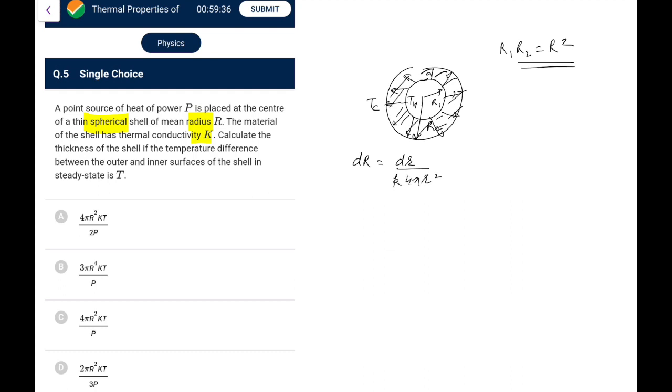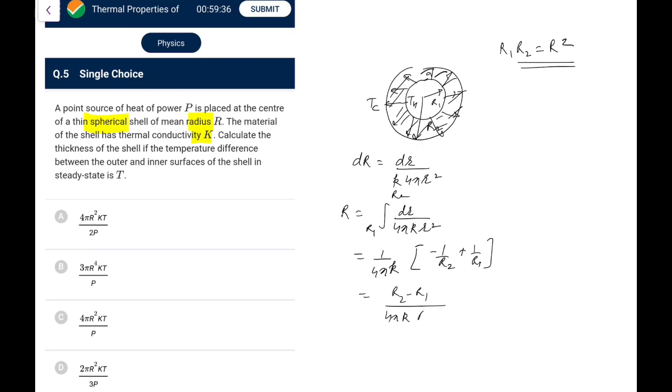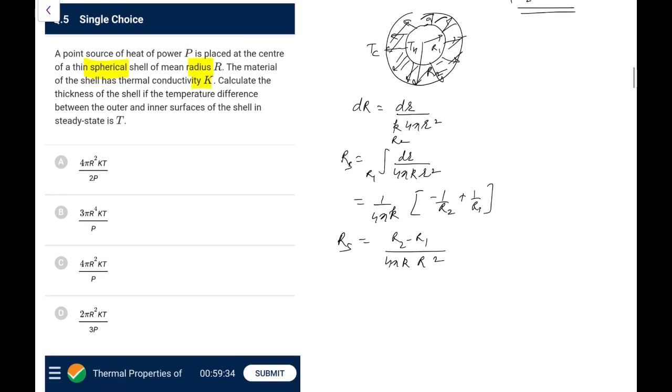So the complete resistance would be, if I integrate dr upon 4 pi K R square from R1 to R2. So 1 by R square integrates to minus 1 by R, so 1 upon 4 pi K, it would be minus 1 by R2 plus 1 by R1, from R1 to R2. So we have R2 minus R1 above and 4 pi K R1 R2, I can write it as R square. This is the resistance, so I can write it as Rs.